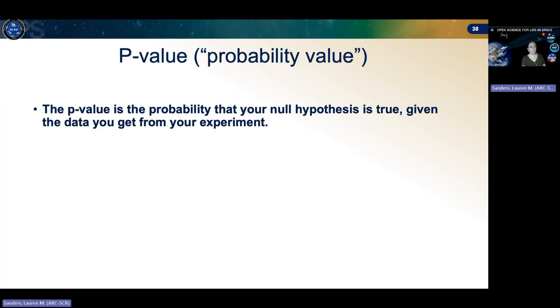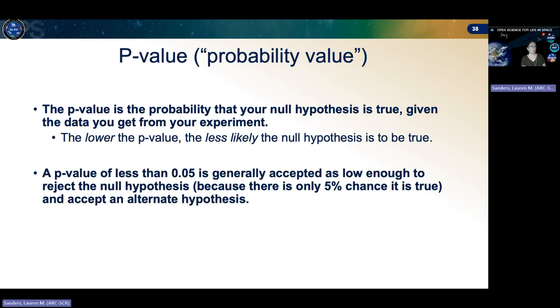Now, getting into how we would use statistics to test whether our results occurred by chance, one concept that is really important for hypothesis testing is the p-value or probability value. So the p-value is the probability that your null hypothesis is true. So given the data that you get from your experiment, what is the probability that either everything occurred by chance or everything is not attributable to whatever you thought it was attributable to?